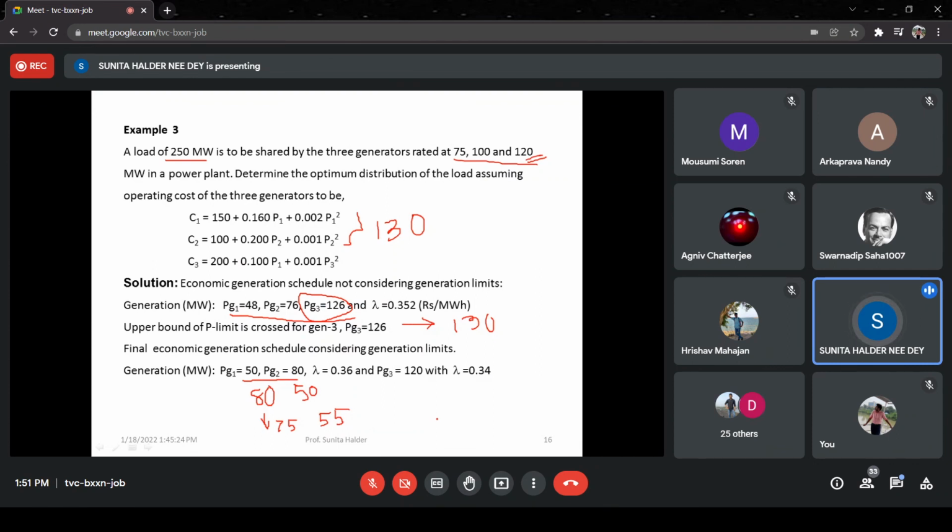So solving the economic load dispatch problem does not mean you just equate the IFC and find the solution. After finding the solution, we have to check whether this generation schedule is feasible or not. If it is feasible, then it is all right. If it is not feasible, then we have to find a feasible generation schedule, and try to maintain the economic generation schedule as much as possible.